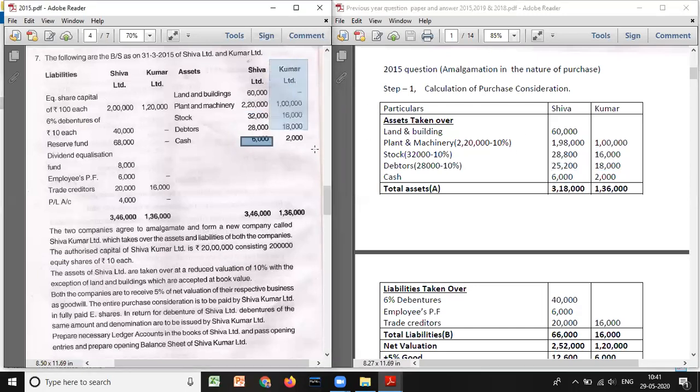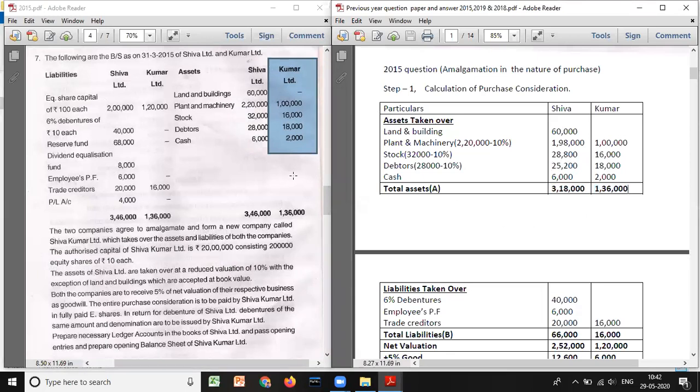And for Kumar Limited, they have not given any information, so you have to take book value. Look here: 1 lakh, 16,000, 18,000, and 2 lakh. So totally it will be 3 lakh 18,000 and 1 lakh 36,000. Total assets taken over is 3 lakh 18,000 and 1 lakh 36,000.